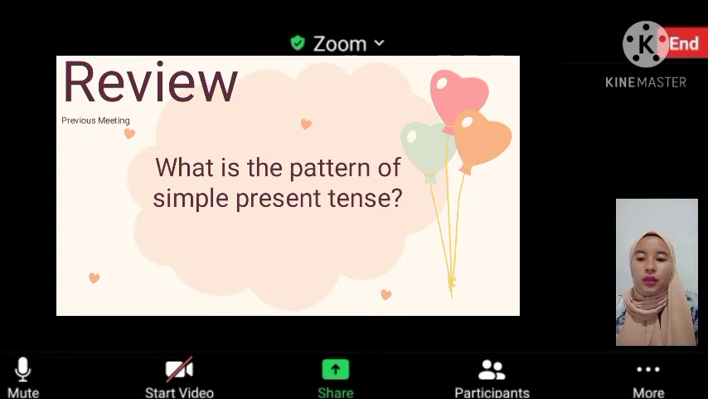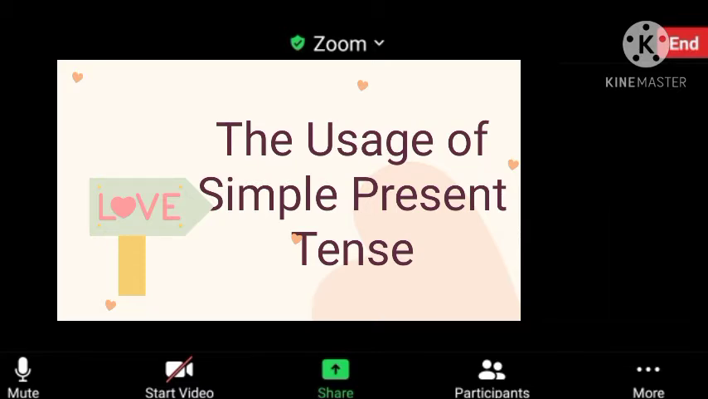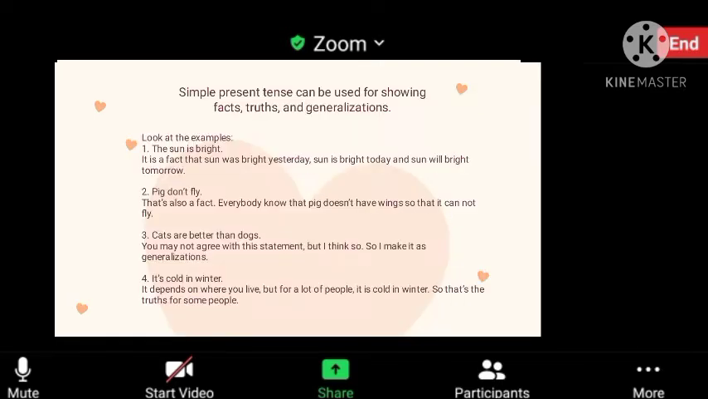I'm sure you all have known and understood the material. Now let's move on today to the material about the usage of simple present tense. The usage of simple present tense. Simple present tense can be used for showing facts, truth, and generalizations. To get the examples, first, the sun is bright. It is a fact that the sun was bright yesterday, is bright today, and will be bright tomorrow.